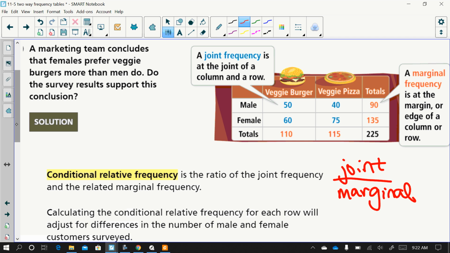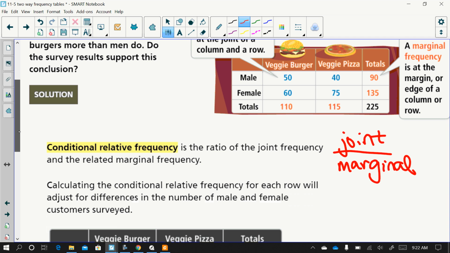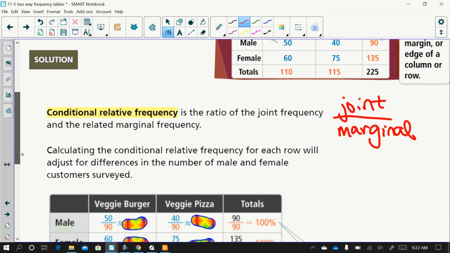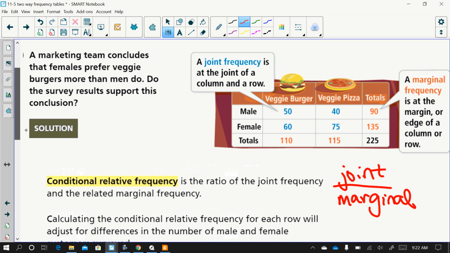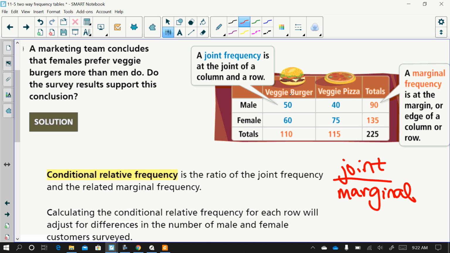Okay, so we got to change everything to percents. So calculating the conditional relative frequency for each row will adjust for differences in the number of male and female customers surveyed. Okay, so see, we've got different amounts of male and female. So to do this, again, we are looking at gender. Okay, we know we're concentrating on the veggie burgers, but I want to know males versus females. So I have to use the total for male and the total for female.